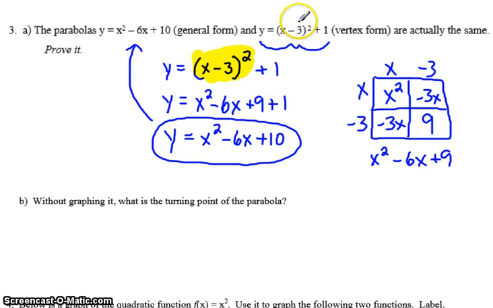But what's cool about this one is it tells me where the vertex is. The vertex is going to be at positive 3, 1. So that's my answer to B. The vertex is 3 because it starts at negative, and then 1. So it's always the opposite of what's inside, but the outside number is the same. That's why the vertex form is so good.